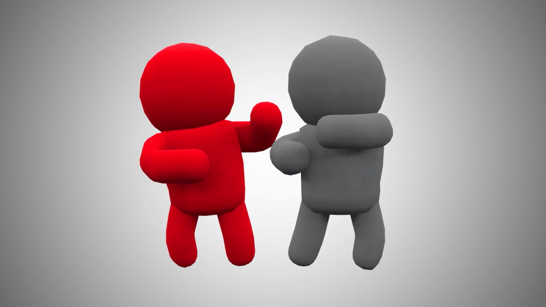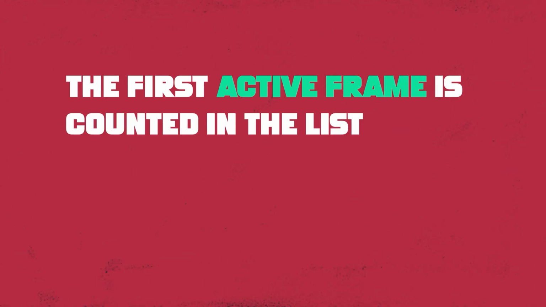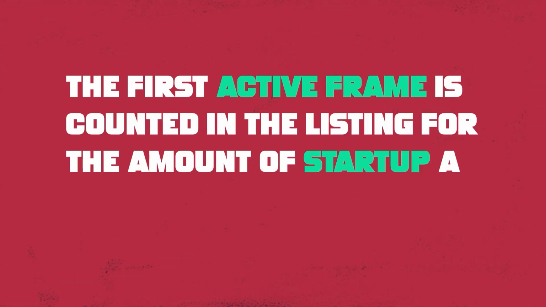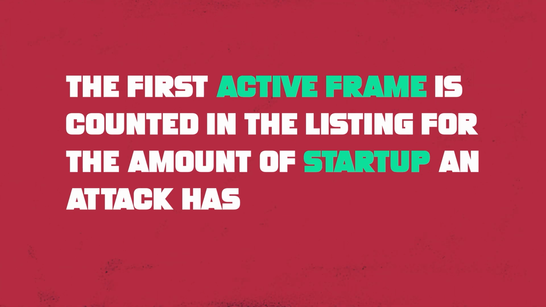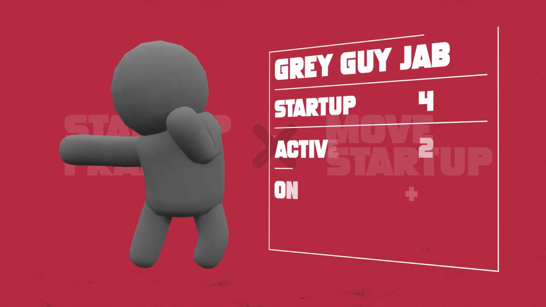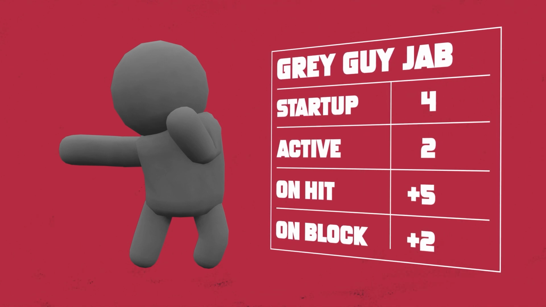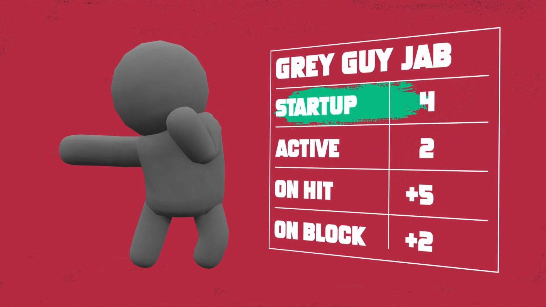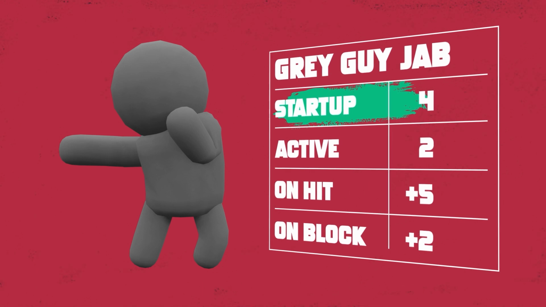A quick tip here is that the first active frame is counted in the listing for the amount of startup an attack has in pretty much all notation systems used within the fighting game community. It is a bit unfortunate, but something one gets used to very quickly. This practically means that if a move says startup 4 in a frame data compendium, like our jab, it means it is hitting on the 4th frame, even though it technically only has 3 startup frames.